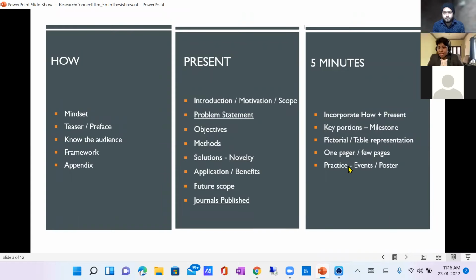And this 5 minutes, it's a practice we will do for DC meetings. We will do it for events like Shastra, poster presentation. So everywhere, really, we will spend 5 minutes only, and in our Viva or in some bigger presentations, it may extend to 10 to 20 minutes. So whatever we are learning in this 5 minutes, it's going to help a research scholar in many, many places.